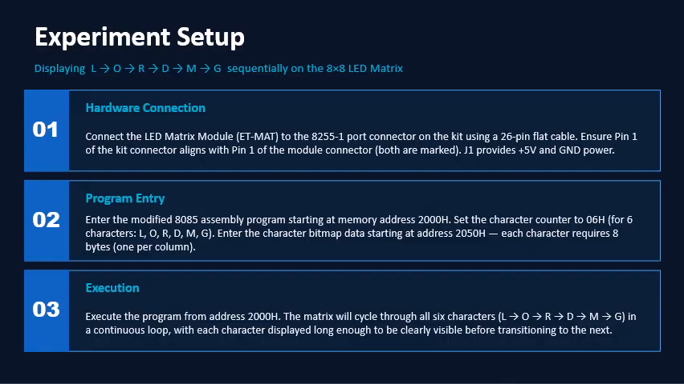Experimental setup. Now let's go through the experiment procedure. First, the hardware setup. We connect the ETMAT model to the 8255 port using a 26-pin FRC cable, ensuring proper alignment and power supply. Second, program entry. We write the 8085 assembly program starting at address 2000H. We set the character count to 6 since we are displaying 6 characters: L, O, A, D, M, and G. Each character is stored as bitmap data with 8 bits per character. Finally, execution. We run the program. The LED matrix continuously displays the characters in sequence.